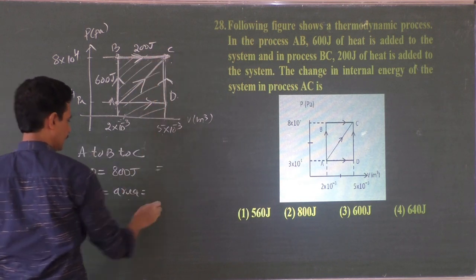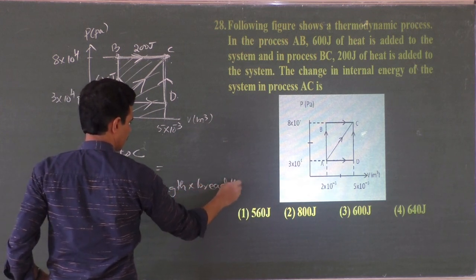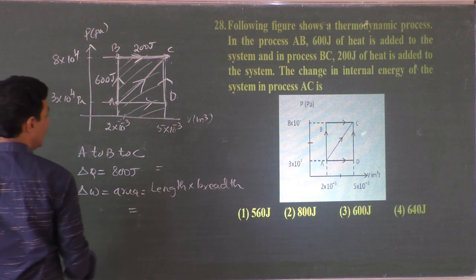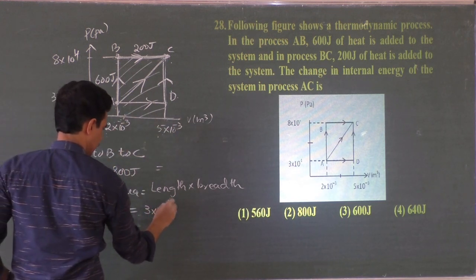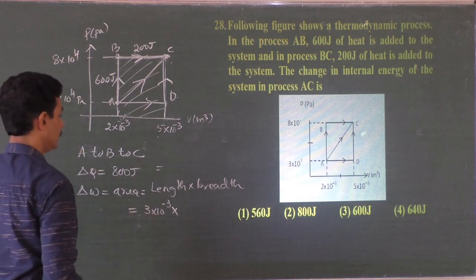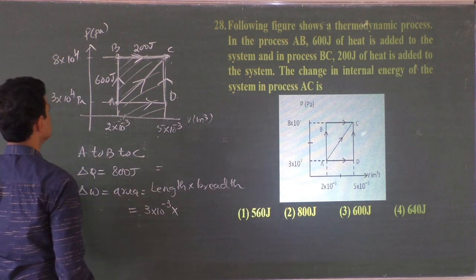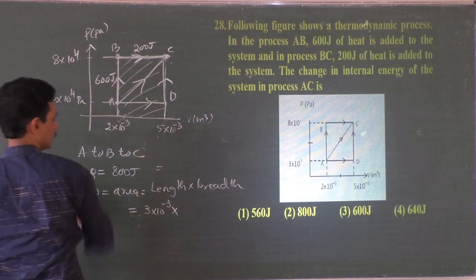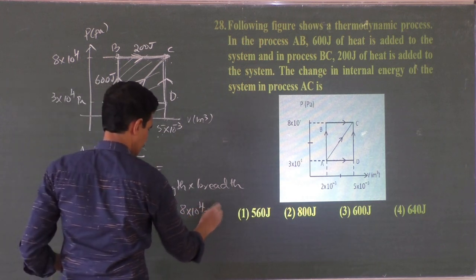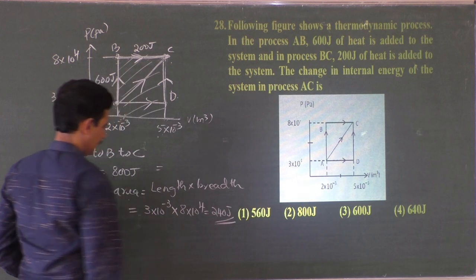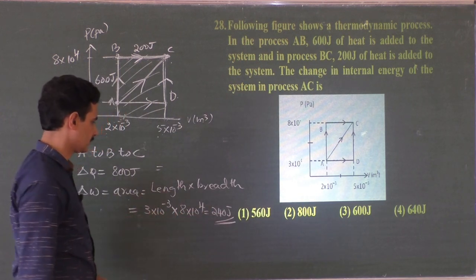So you have to find out the full area, that is length into breadth. Length is, so I will take this 5 minus 2. 5 minus 2 is 3 into 10 to the minus 3 into breadth. Breadth is, it is from here to here, that is 8 into 10 to the power 4. So what is the answer here? That is 240 joules, because 3 into 8 is 24 and here you have 10 to the power, so 240 joules.